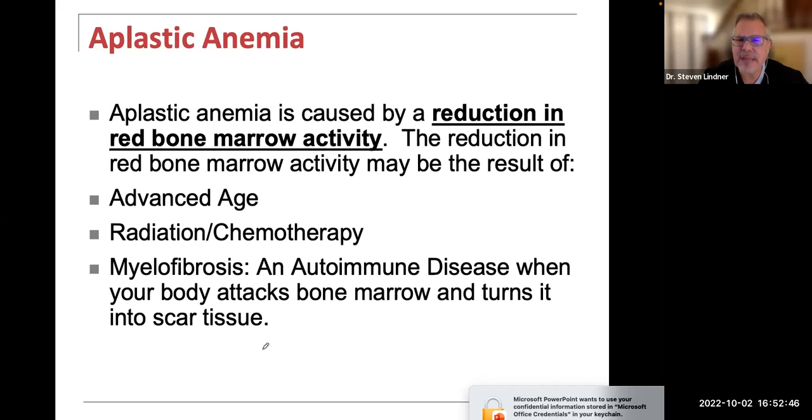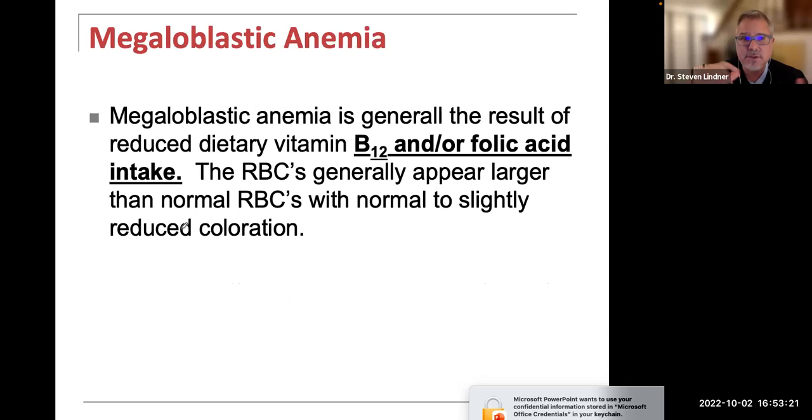In terms of aplastic anemia, this is caused by a reduction in the red bone marrow activity. This can happen as a result, most likely from chemotherapy, radiation therapy, also from advanced aging, but most commonly we look at that with people with cancers that have been under chemo. There's another condition called myelofibrosis, which is an autoimmune disorder, when the body attacks the bone marrow and it just turns it into non-functional tissue or fibrotic scar tissue.